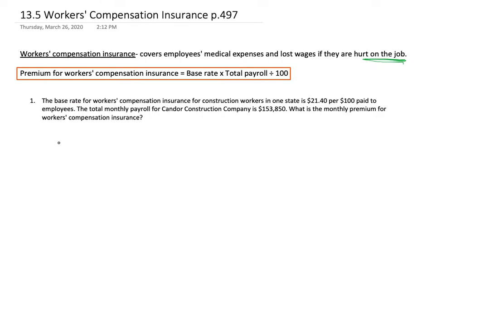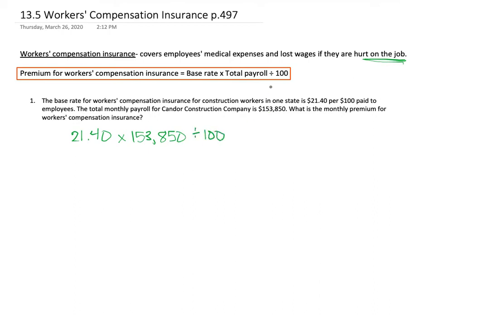The base rate for workers' compensation insurance for construction workers in one state is $21.40 per $100 paid to employees. The total monthly payroll for Candor Construction Company is $153,850. What's the monthly premium for workers' compensation insurance? So we need to take our base rate, which is $21.40, multiply by the total payroll of $153,850, and then divide by 100.